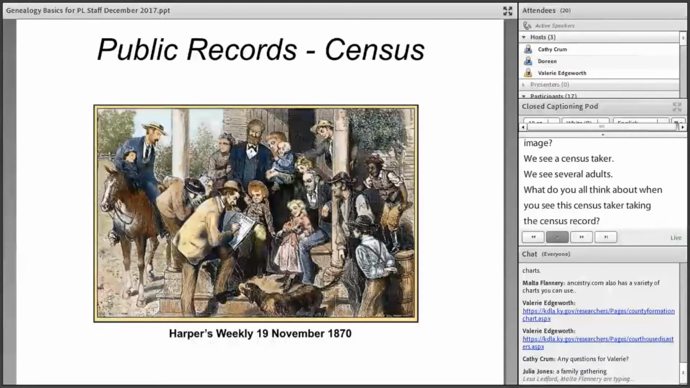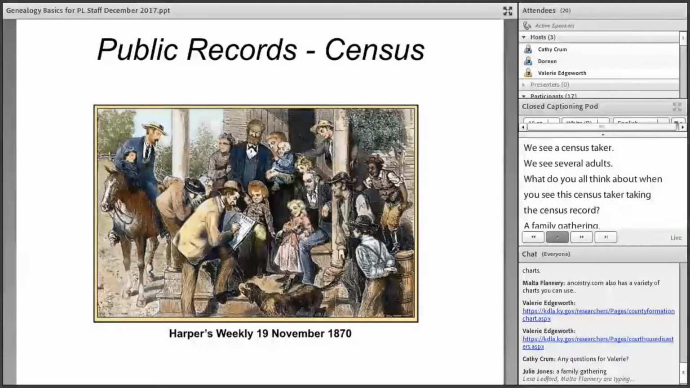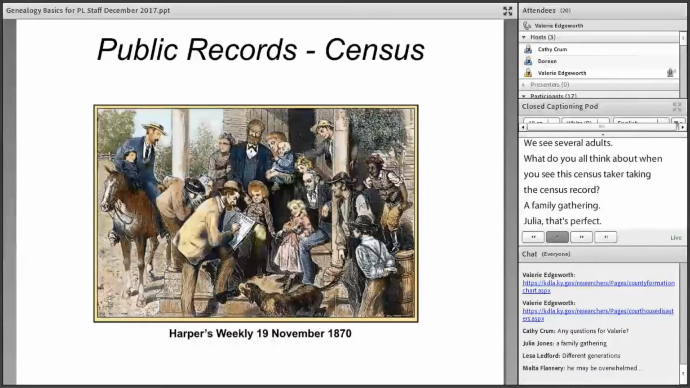Julia, that's perfect. Different generations, yes. He may be overwhelmed. Malta, you hit the nail on the head.